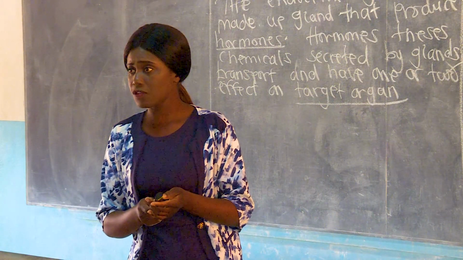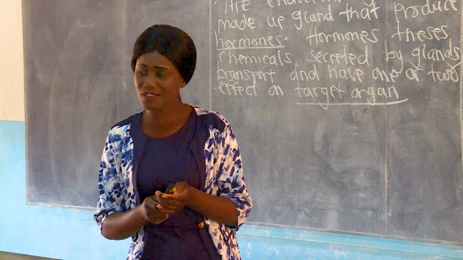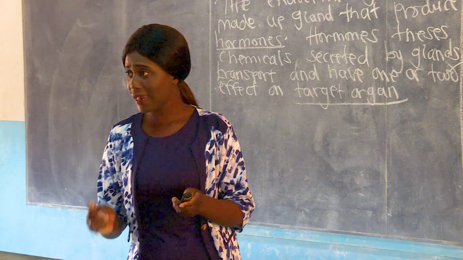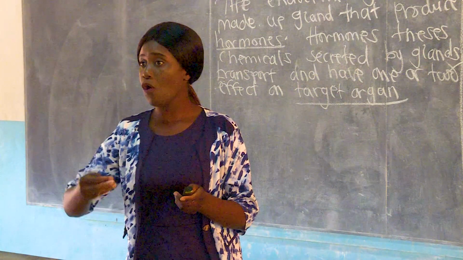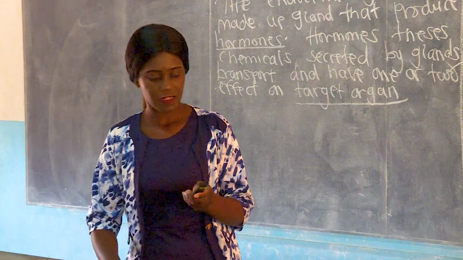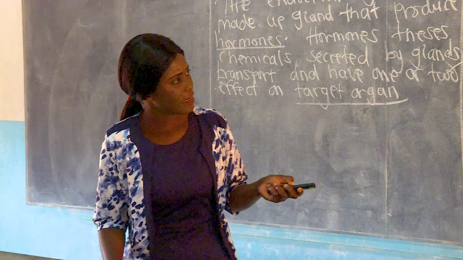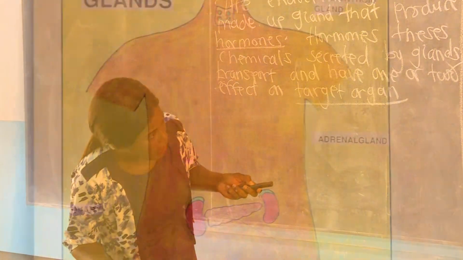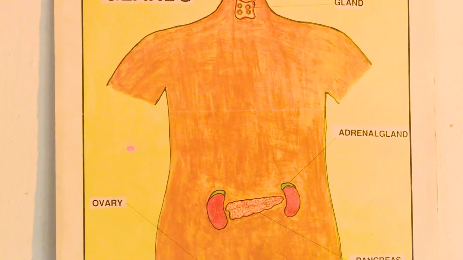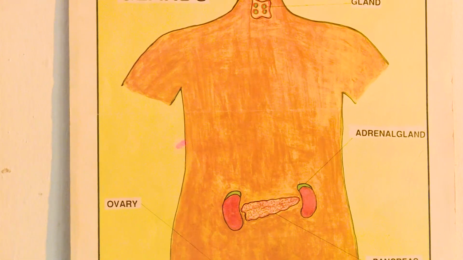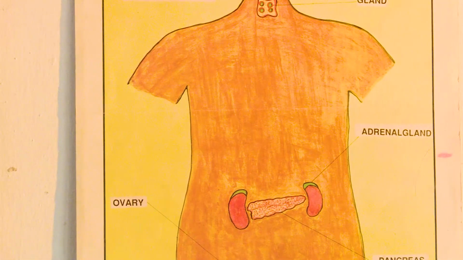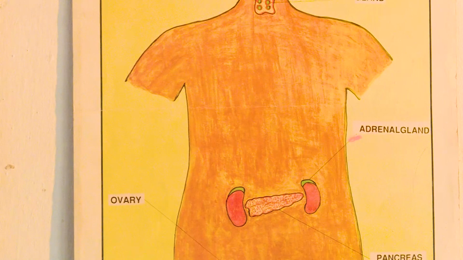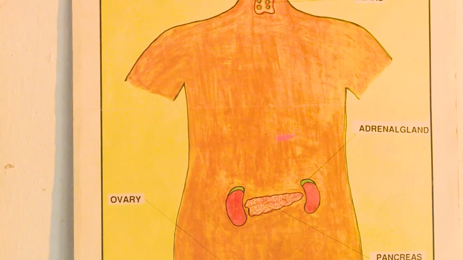I want everyone to take a look at that chart once more. I want to pick one gland and talk about the hormones that it produces. Everyone look at the chart. Have you seen the location of the adrenal glands? Okay, so adrenal glands are simply glands that are located above your kidneys.